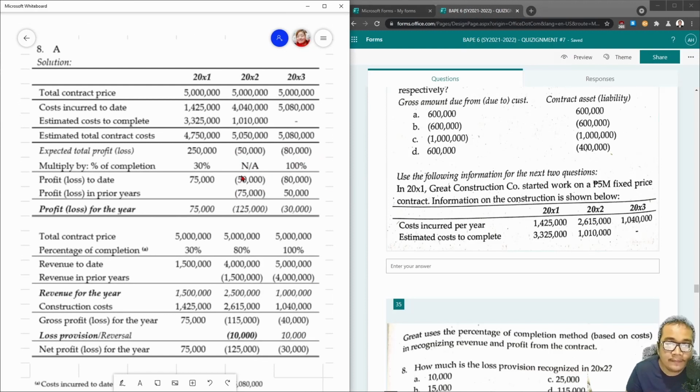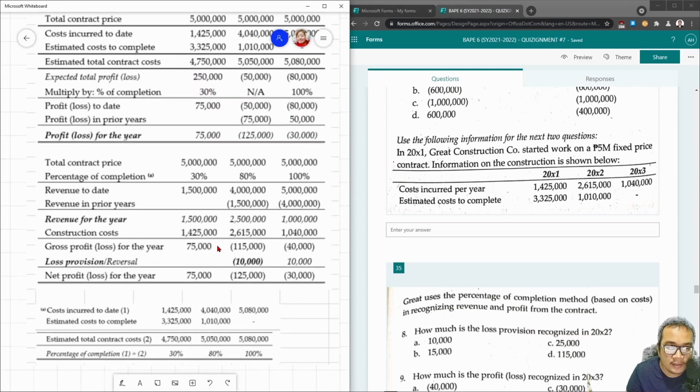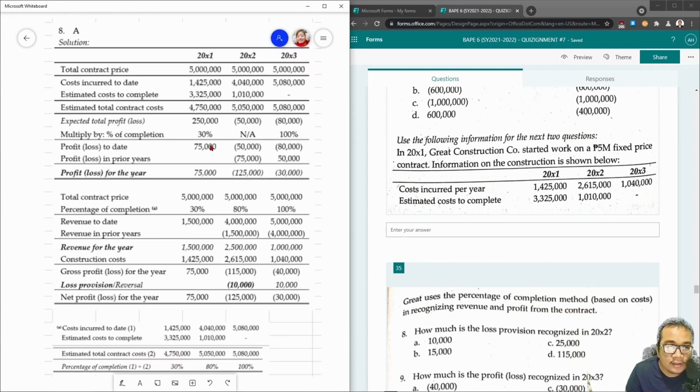For 20x1, since our percentage of completion is already 30%, solving is simple. You can see here the percentage of completion: 30%, then 80%, and 100%. So for 20x1, 250 times 30% percentage of completion is 75K. Profit or loss to date and profit or loss for the year are both 75K.